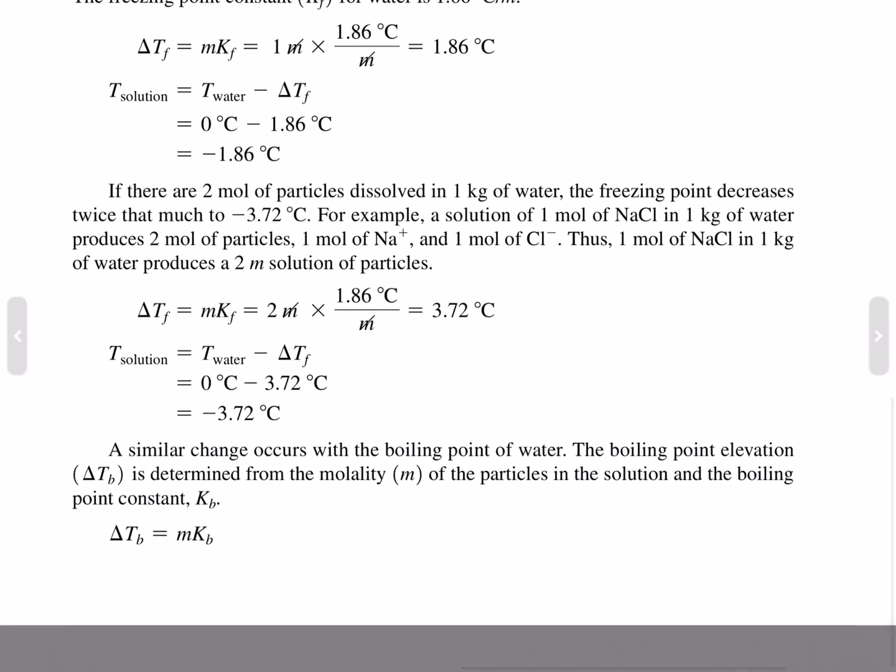If there are 2 moles of particles dissolved in 1 kilogram of water, the freezing point decreases twice as much, to negative 3.72. For example, the solution of 1 mole of sodium chloride in 1 kilogram of water produces 2 moles of particles, 1 mole of sodium ions and 1 mole of chloride ions. Thus, 1 mole of sodium chloride in 1 kilogram of water produces a 2 molal solution of particles. A similar change occurs with the boiling point of water. The boiling point elevation, delta Tb, is determined from the molality times the boiling point constant.